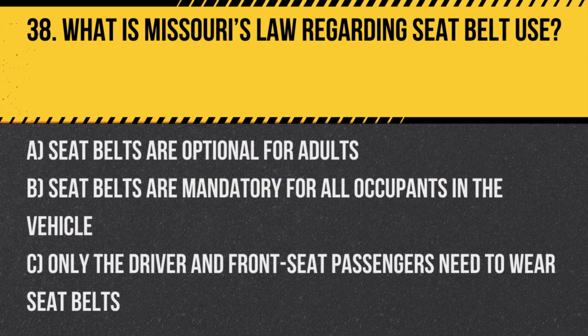Question 38. What is Missouri's law regarding seatbelt use? A. Seat belts are optional for adults. B. Seat belts are mandatory for all occupants in the vehicle. C. Only the driver and front seat passengers need to wear seat belts.